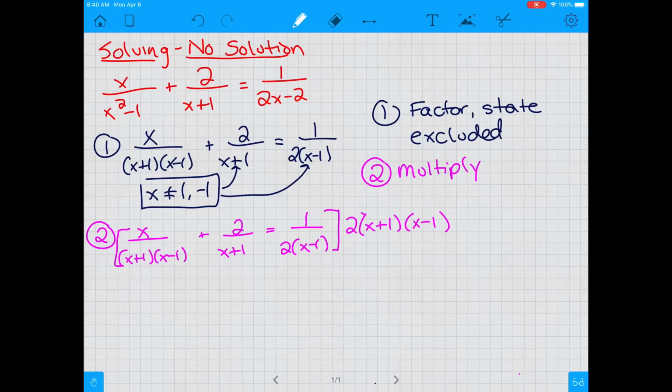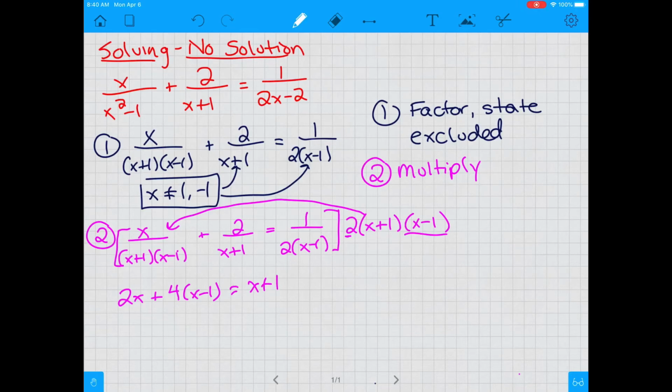So when I distribute that, the x plus 1 and the x minus 1 cancel out. The 2 stays, so I end up with just 2x. Plus, now remember, when I get to the second term, the x plus 1s will cancel, but I'm left with the 2 and the x minus 1. I already have a factor of 2 in the numerator, so I end up with a 4 times x minus 1. Now, the 2 cancels out, and the x minus 1 cancels out, so I'm left with just an x plus 1.